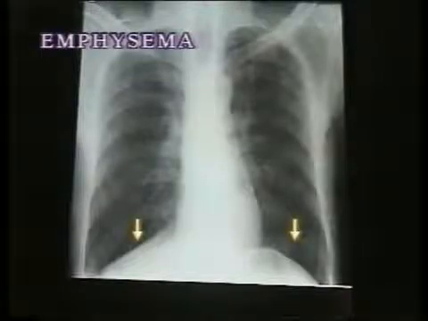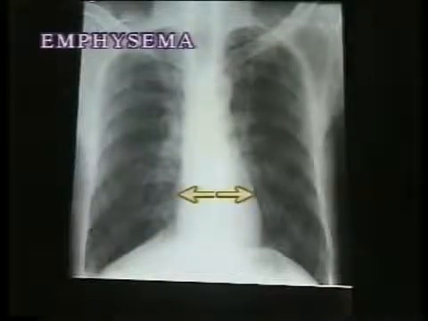The convexity of the dome of diaphragm is reduced and lies below the level of the 7th rib anteriorly. Now observe the intercostal spaces. They are widened. And lastly, the heart and the mediastinum has become small and vertical. These are typical features of an emphysematous chest.